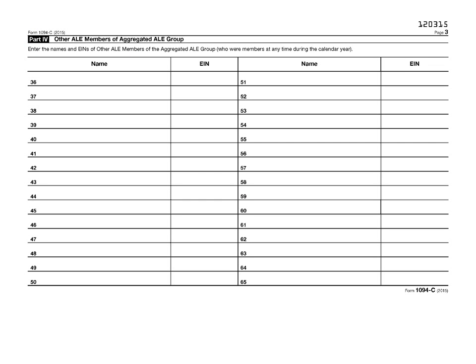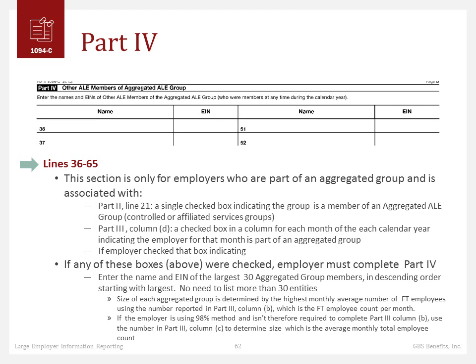So, okay. Part 4, again, is only filled out by those who are part of an aggregated large employer group. In other words, those of you who are part of a controlled or affiliated services group. And this is what it looks like. So let's talk about it in detail.